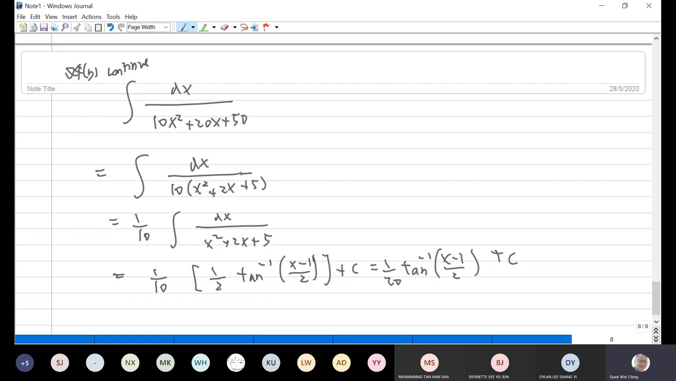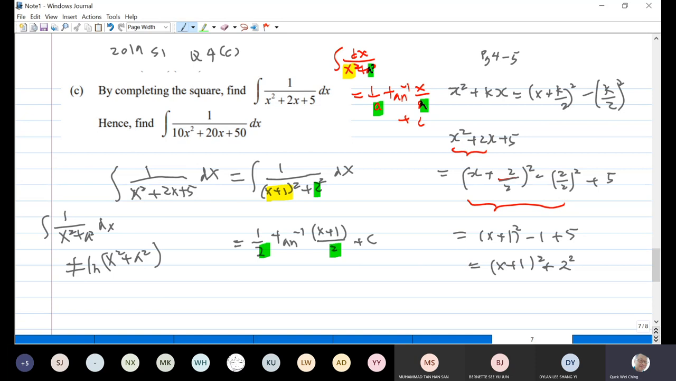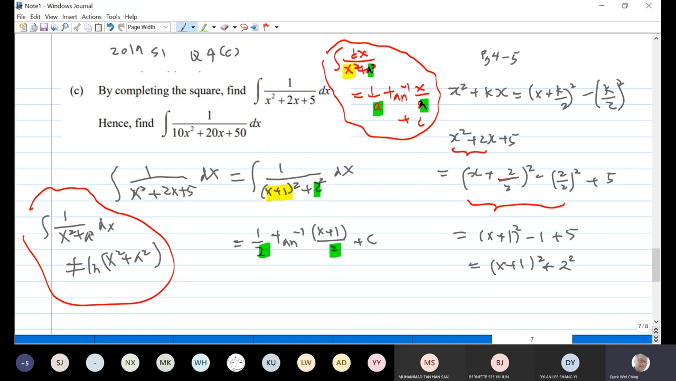Okay, so the key thing for question 4b is not to make the mistake of integrating to ln. This is not correct, right? So integrating with ln is not correct. The correct formula is right on top there. And this is also in examples 6 and 7. Okay, so I guess I can stop now, enough questions already.